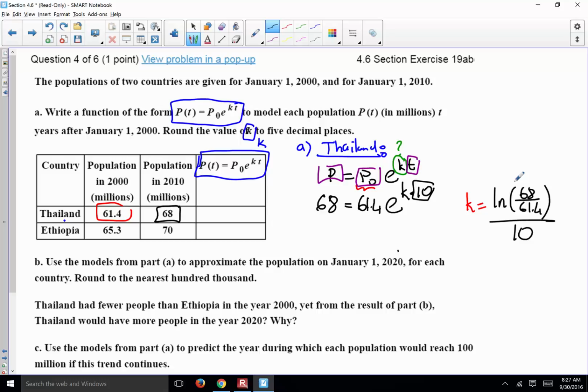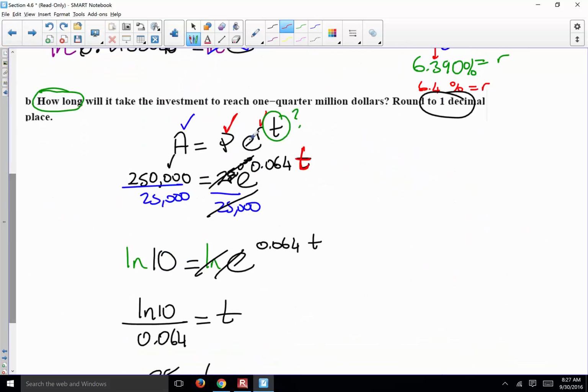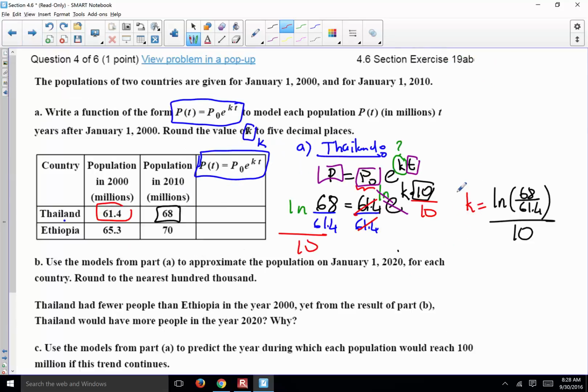This is it. Again, in slow motion, this is what I did. 61.4, and then these are gone. I took ln, and these two cancelled. And I divided by 10 so I can get k alone. That's what we have done in this question twice, here and there. I just did it fast forward. So k is this number, but you need to round it into 5 decimal places. Anyone?